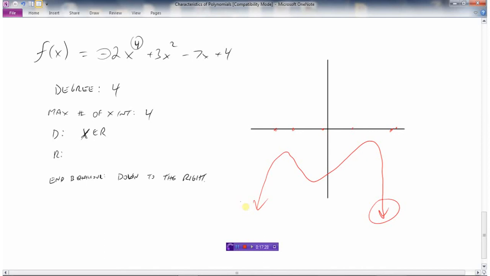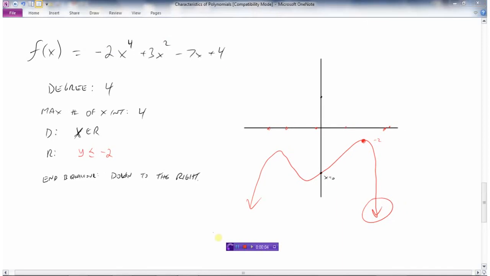And its range now, I don't know what the range of this function is, but it's not going to be all real numbers. It's going to be y less than or equal to whatever this highest value here is, which let's just make this up. Let's say that's a y value of -2. So we can say the range is y less than or equal to -2. So we can tell a lot about what the graph will look like just by looking at the polynomial function.